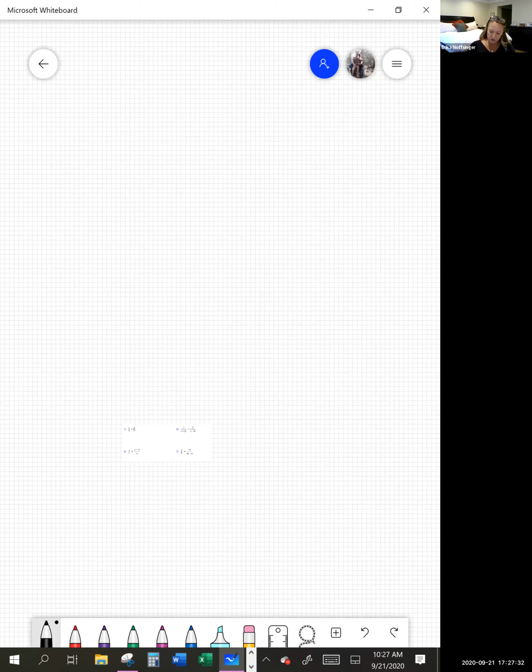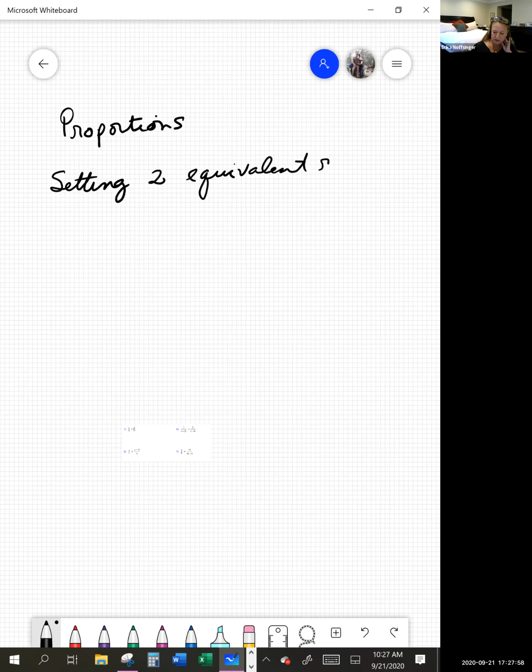Okay, and so proportions are where you're setting equivalent ratios equal to one another.